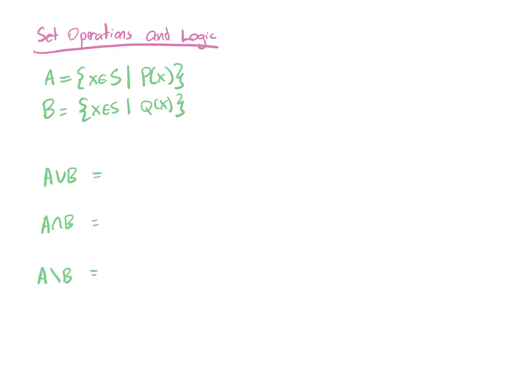Now that we've introduced set builder notation, which we use to specify sets like A and B in terms of logical objects, these predicates P and Q, you might suspect there's some kind of relationship between set theory and logic here. And indeed there is. Let's take a look at how that plays out with the set operations union, intersection, and set difference that we've seen before. So this requires us to remember some of our definitions.